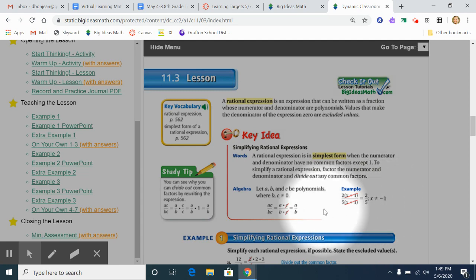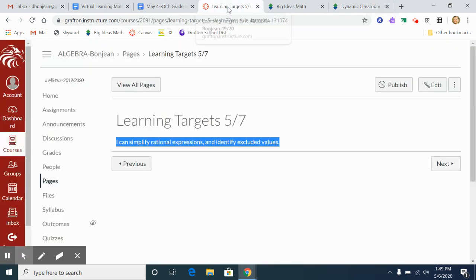All right, so just to show you our learning target, it is going to be that we can simplify rational expressions and we can identify excluded values. Okay, those are the two things we are focusing on today.